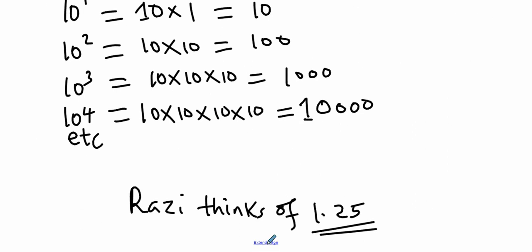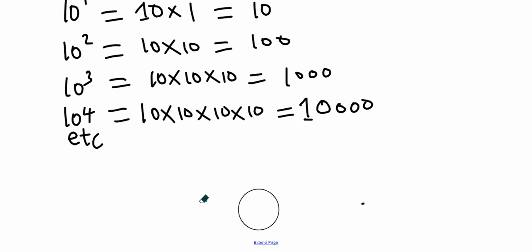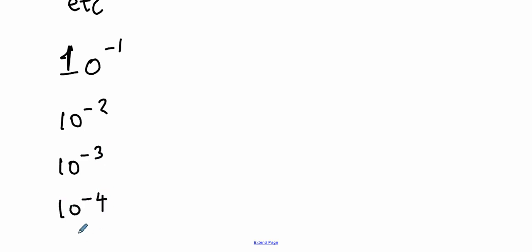Now the question is, what if they change the power and they make negative powers? For example, 10 to the power of negative 1, 10 to the power of negative 2, 10 to the negative 3, 10 to the negative 4. Some students normally get misconceptions here. They think that 10 power negative 1 equals negative 10, which is incorrect.